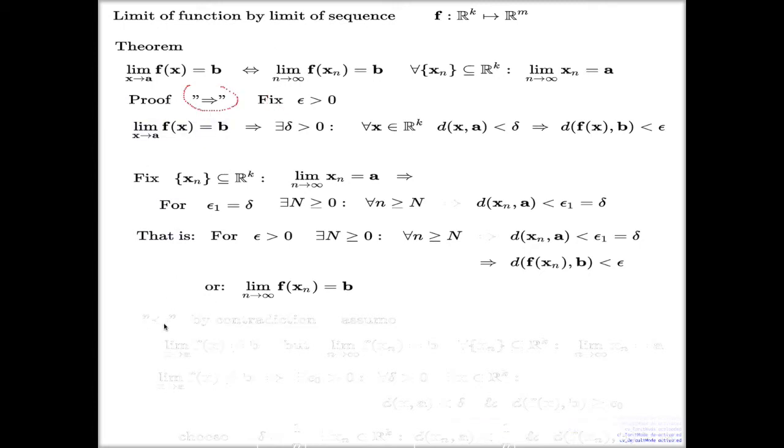Let's just look at the opposite one. This one is more challenging. The opposite one, I will do this by contradiction. So now we need to prove that if we have this statement, then this one is also true. By contradiction, I'll do it like that.